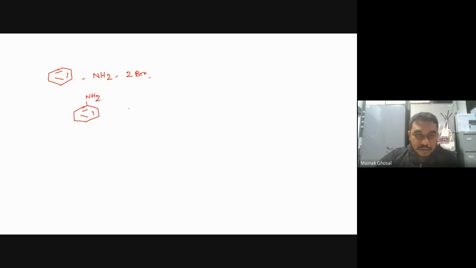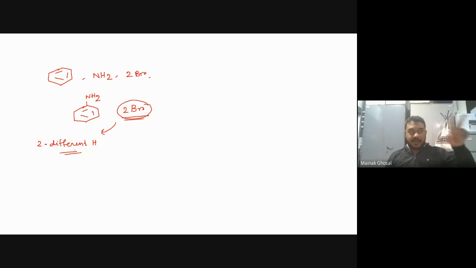So the arrangement of two bromines, listen to me carefully, the two bromines will be like that. You will be left with two different hydrogens, right? This is a very basic idea. The number of different hydrogens you have in the molecule is the number of different signals you will get in the NMR spectrum. You will see two different peak positions for hydrogen. So the two bromines will be oriented such that you will be left with two different kinds of hydrogen.